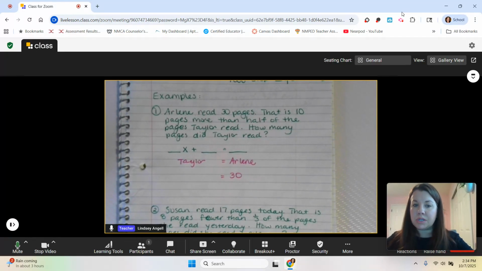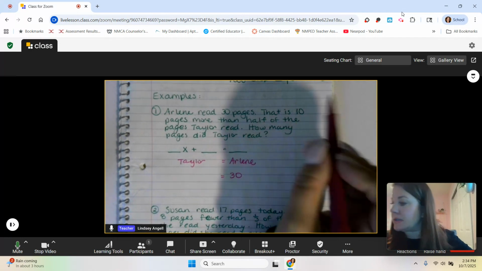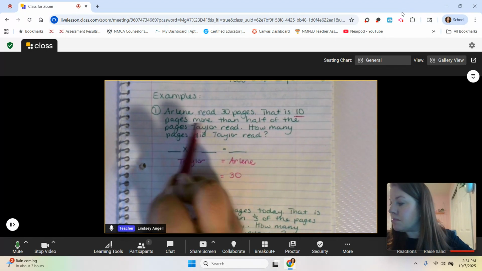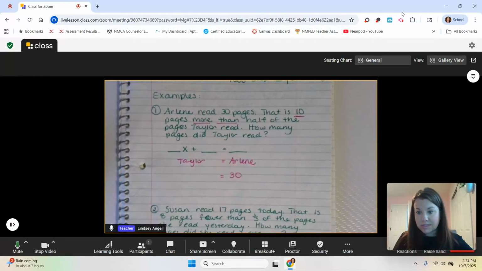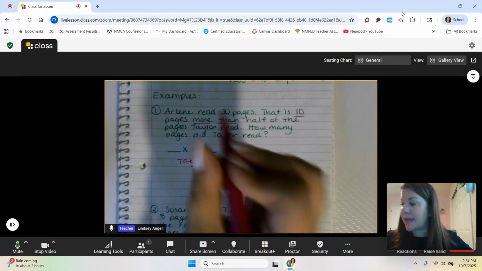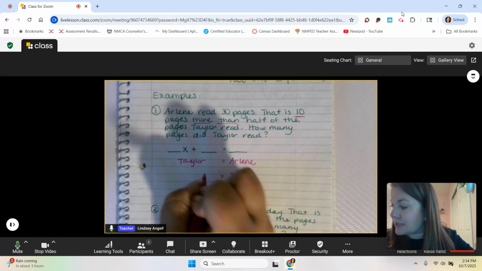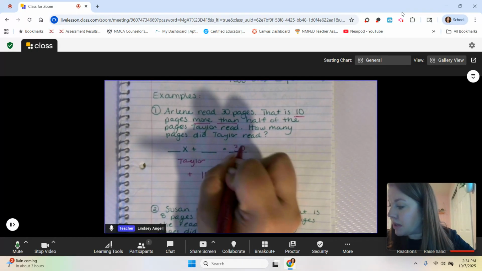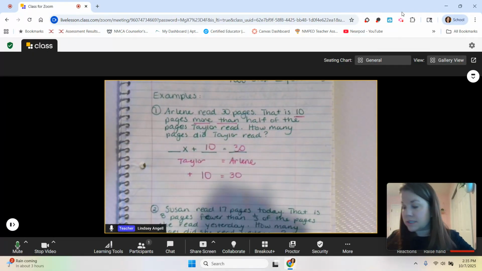So there's a few important things. One, obviously we know we're going to need a 10, okay? But then it says 10 pages more than. If you say that you have 2 more apples than someone else, that means you're adding 2 apples, right? In this case, we're adding 10. So our 10 is going to go here. Or I guess I could have put it up here. That's 30. There's our 10.